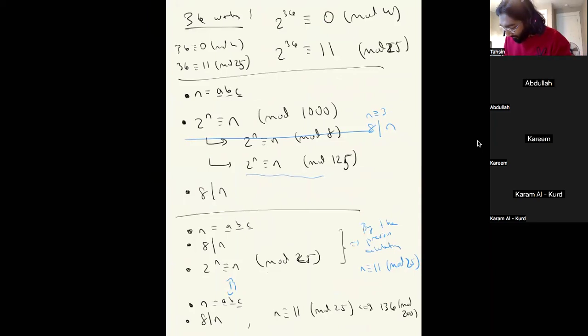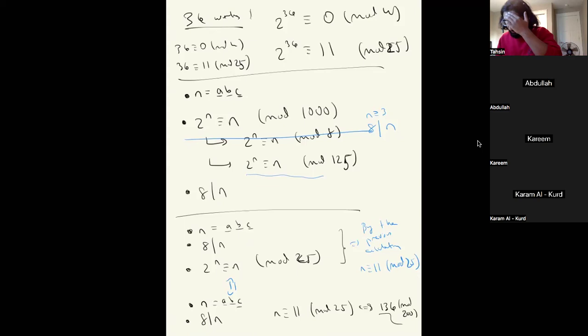So I knew 36 would be basically divisible by 4, and n is 11 mod 25. So then I needed to get divisible by 8. I just added 100. Does that make sense? And so now I have 136 mod 200. Okay, good. So we have 136 mod 200.